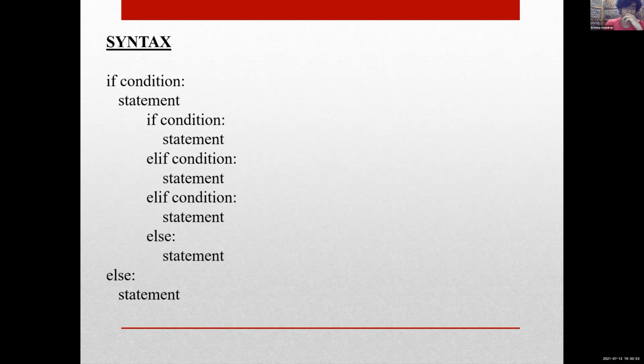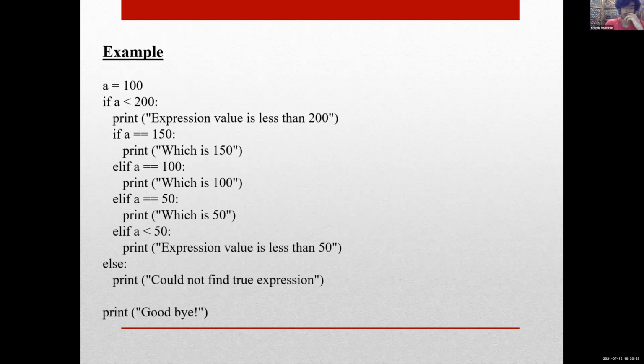If the indentation goes wrong, the program won't run properly, so take note of it. For example, a equal to 100. If a is less than 200, then we print expression value is less than 200. If a equal to 150, then we print which is 150. Elif a equal to 100, then we print which is 100. Elif a equal to 50, then we print which is 50. Then elif a less than 50, then we print expression value is less than 50.